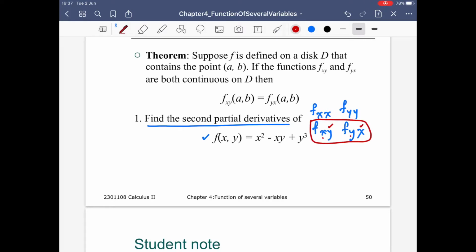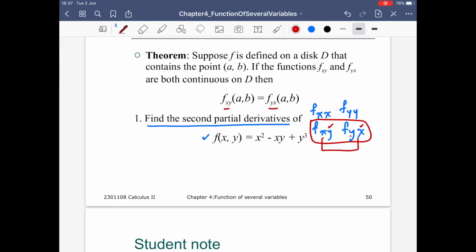About 90% of the functions that you are going to learn, the f sub xy and the f sub yx usually will be equal. Only some of them are not, and actually there is a theorem to make sure that f sub xy and f sub yx will be equal.